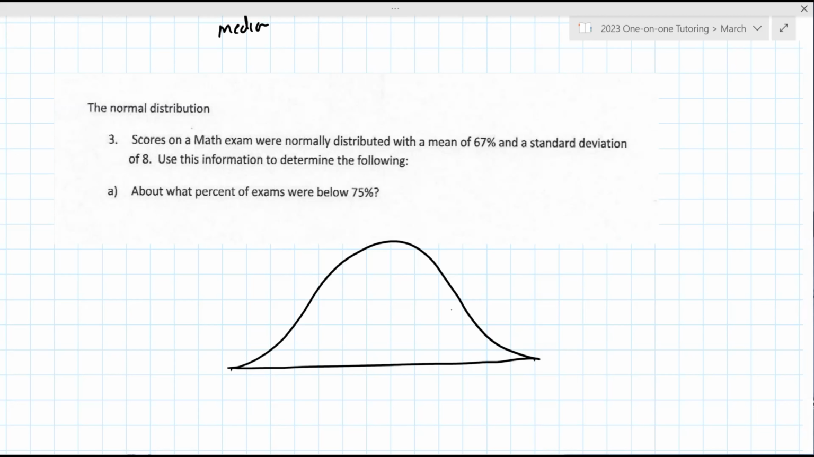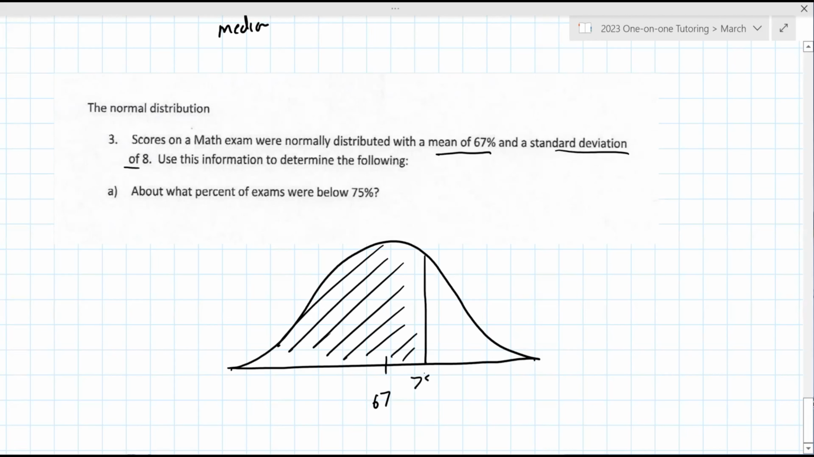All right, so it says your scores on a math exam were normally distributed with a mean of 67% and a standard deviation of 8. Use this information to determine which of the following. So if 67 is the middle value, they're asking you what is the area in this curve to the left of 75. Okay. Now we're going to do this. And your calculator's okay on this? Yeah, that's fair.